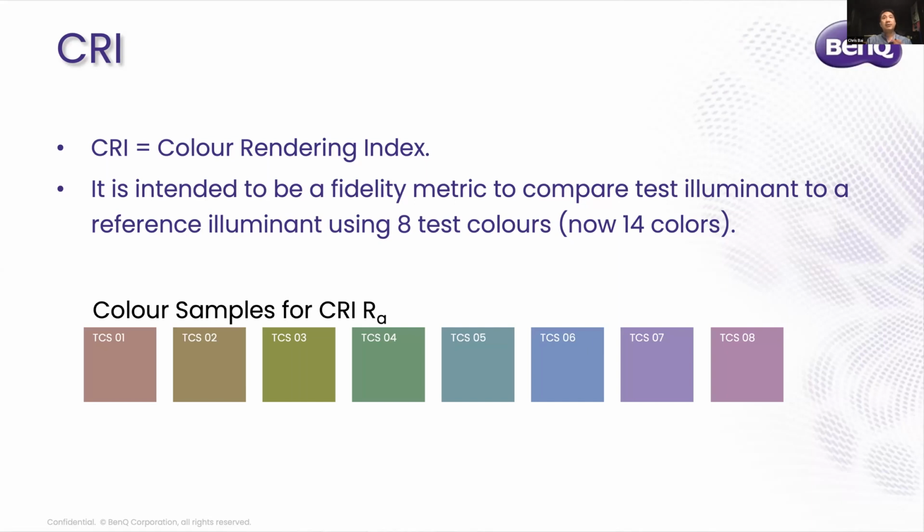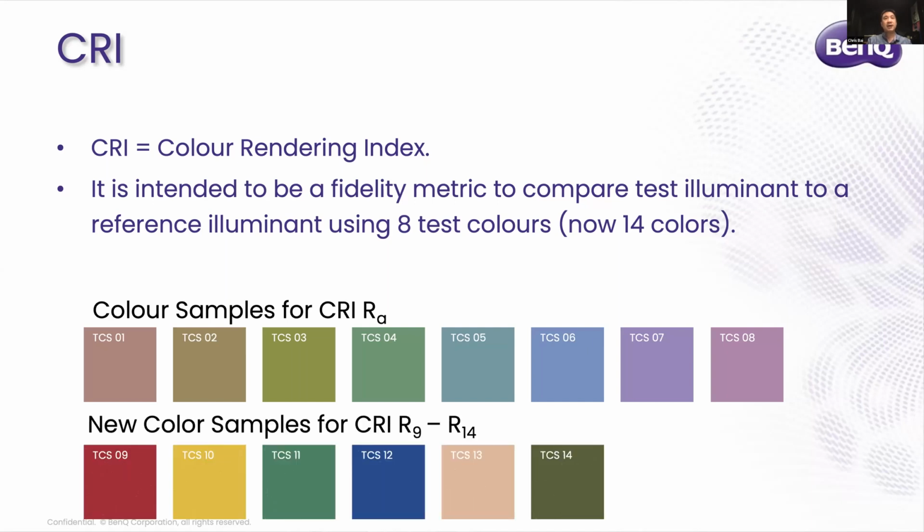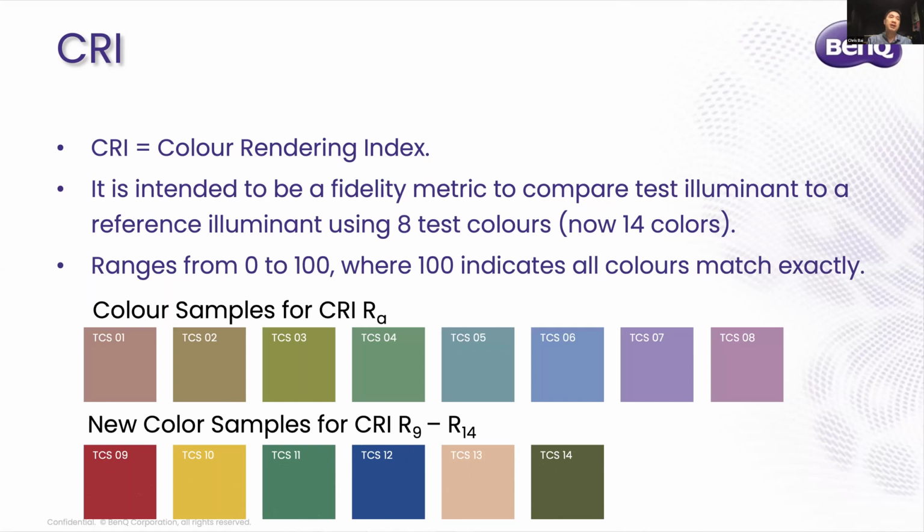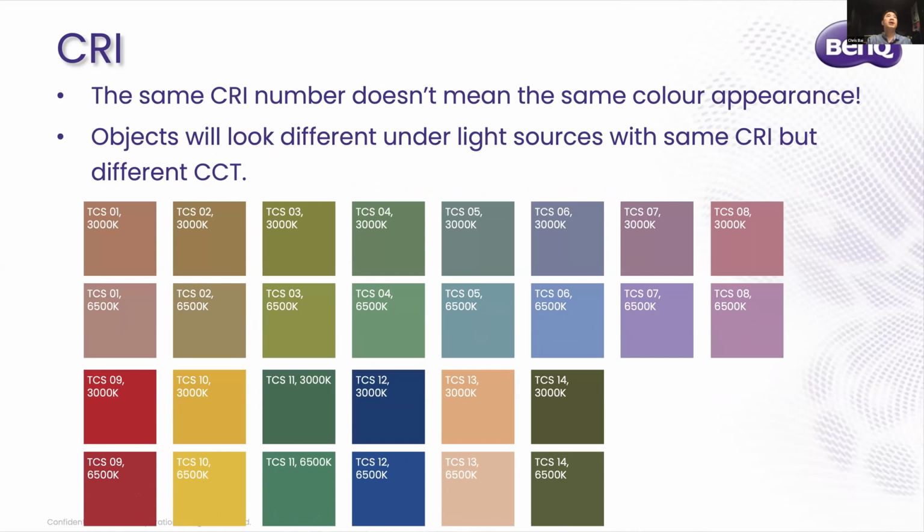But now the new definition has 14 colors. So they added another 6 more saturated colors to this CRI fidelity metric. The CRI ranges from 0 to 100, so 100 indicates all colors match exactly. But the CRI number doesn't mean the same color appearance. Even though they have the same CRI values, it doesn't mean they look the same.